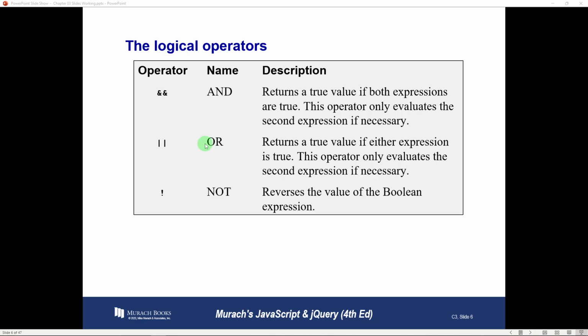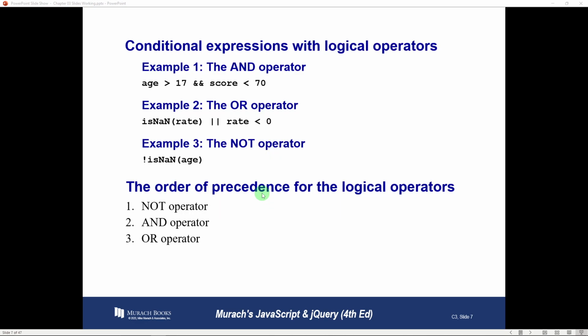And then we have the NOT operator, which is an exclamation point. The NOT operator says take whatever follows it, and if it's true, make it false. If it's false, make it true. It reverses the value of a Boolean expression. So let's look at some examples.